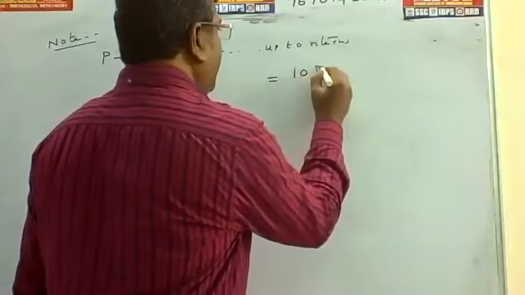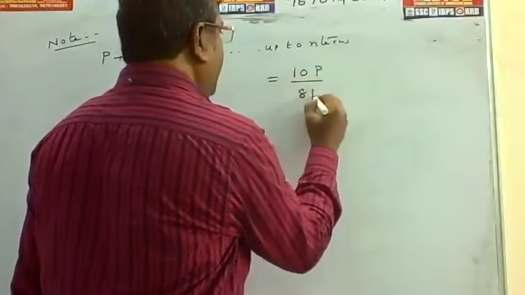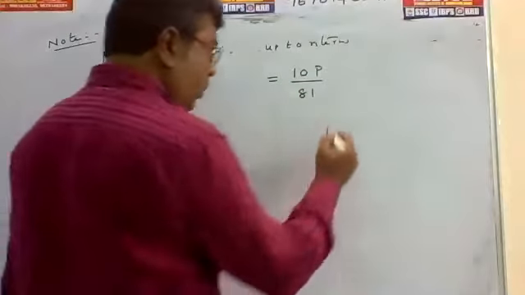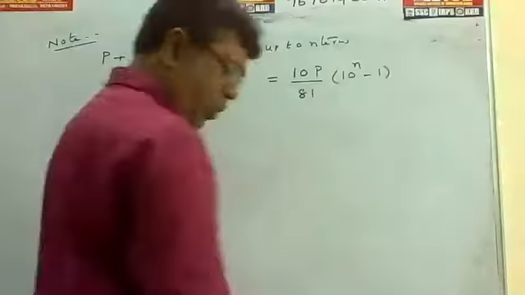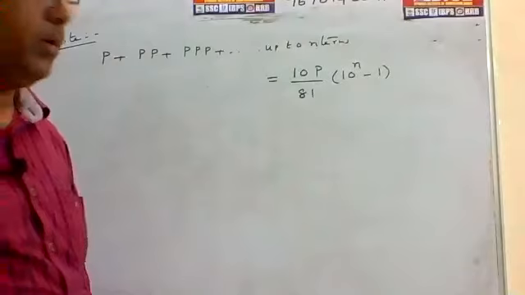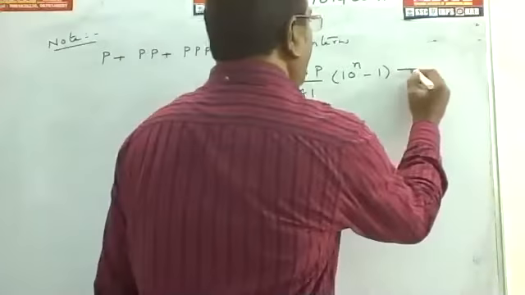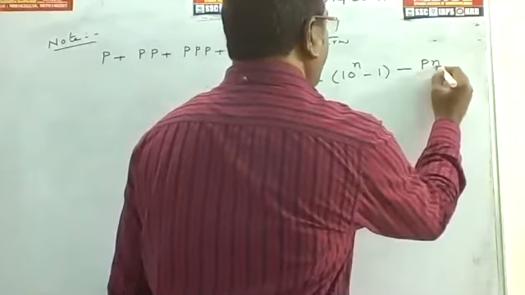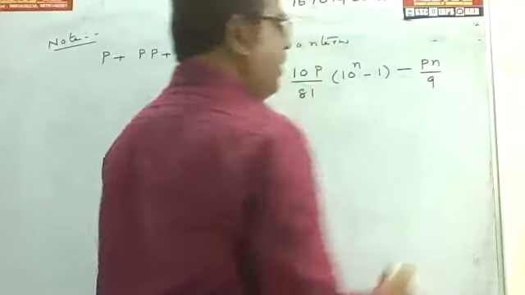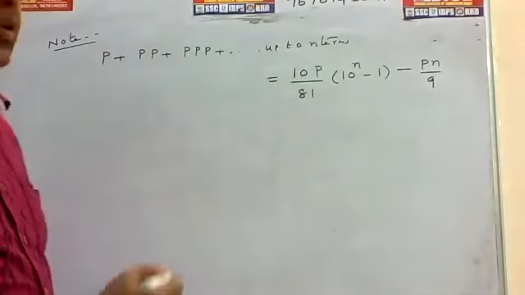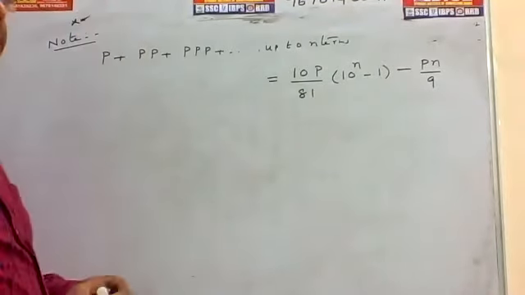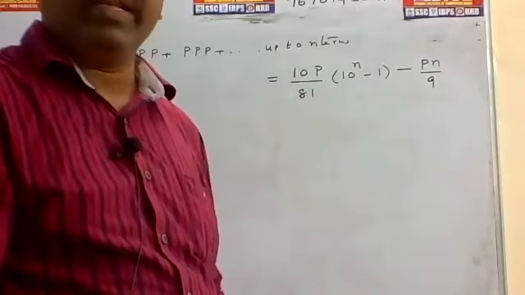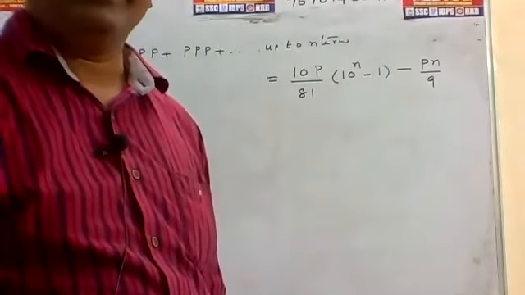10P by 81 into (10 to the power of n minus 1) minus Pn by 9. This is a very important formula. You have to learn it by heart, compulsory by heart. It is there in 10th class, a very important one.